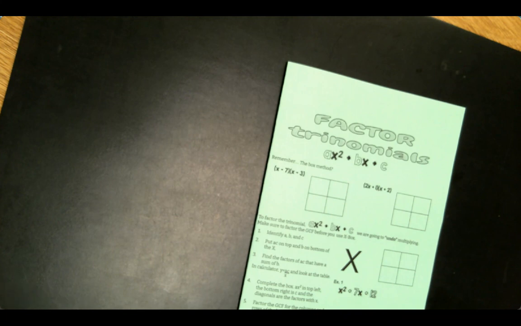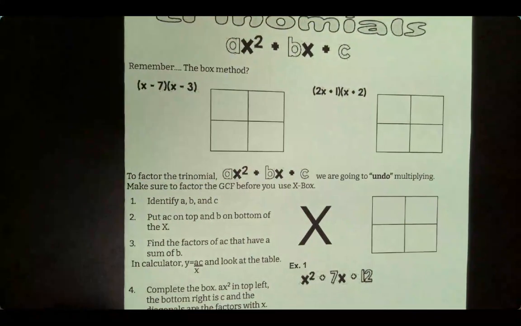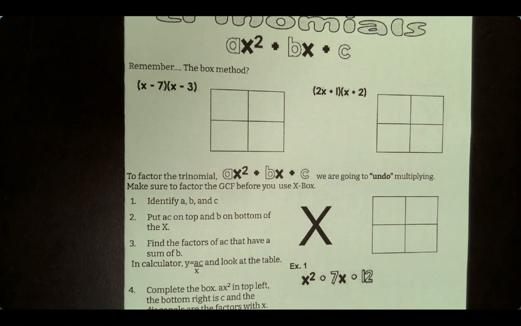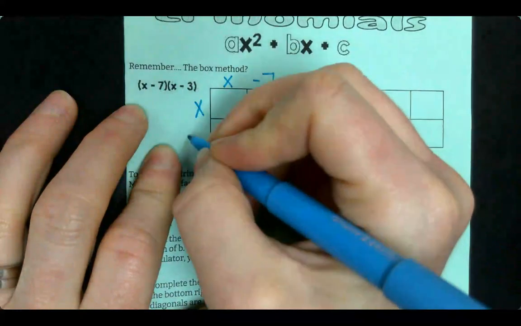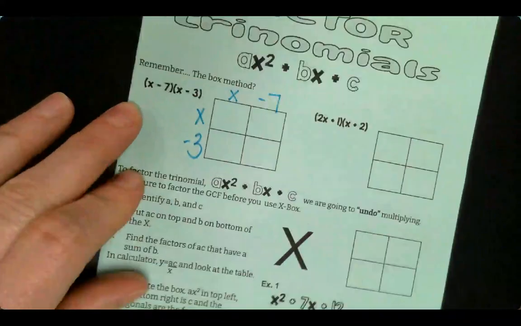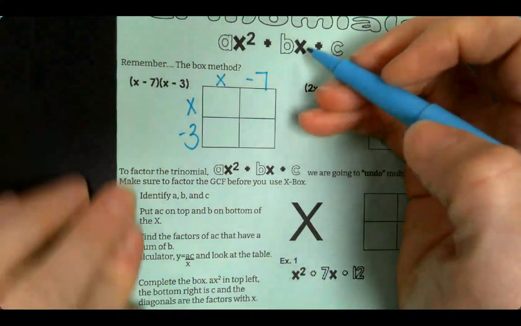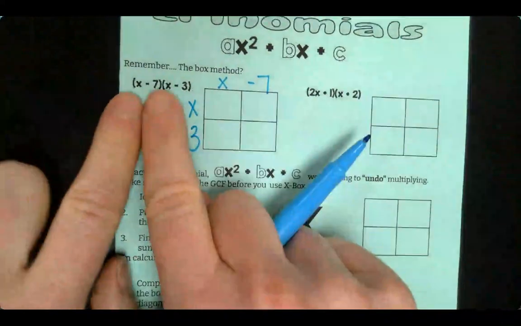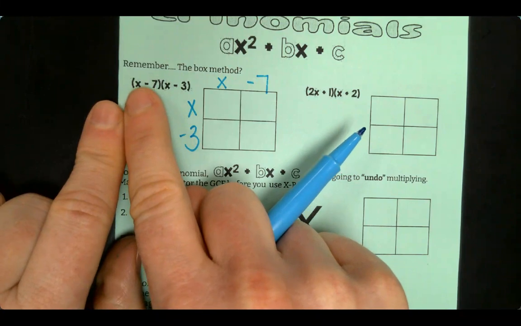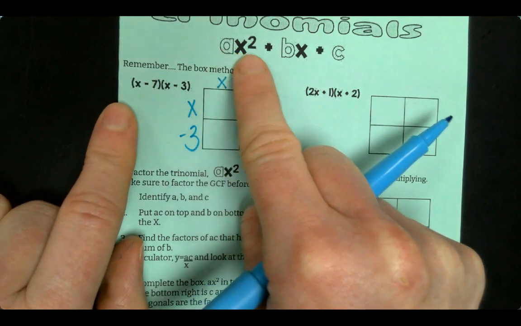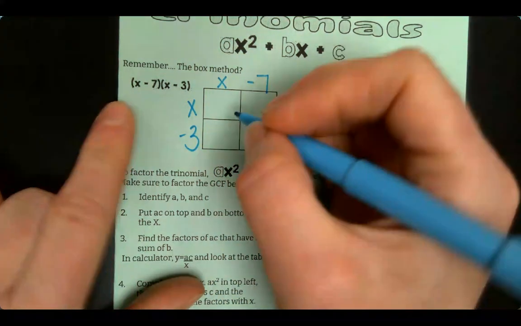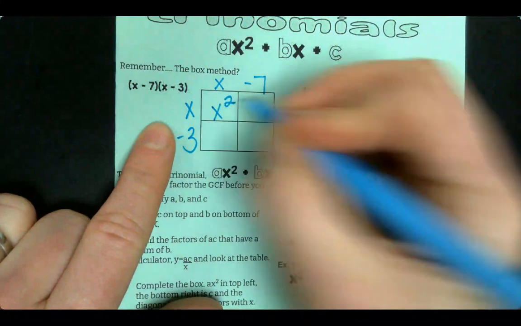So we are going to do the box method because the box method is going to help us multiply, and then it's also going to help us factor. So remember, factoring and multiplying are opposites of each other, they're inverses. So if I have x minus 7 times x minus 3, I multiply a row by a column to get what's inside the box so I can write my trinomial. These are binomials. Binomial means two terms. So a binomial times a binomial is going to come out with a trinomial like this: ax squared plus bx plus c.